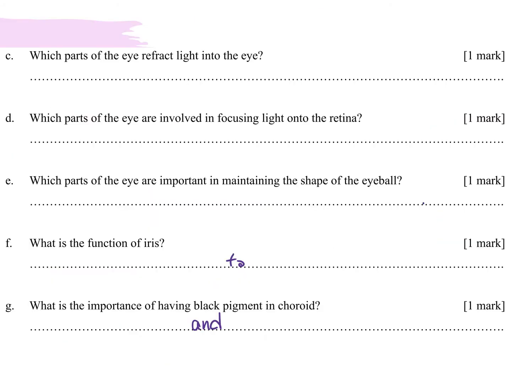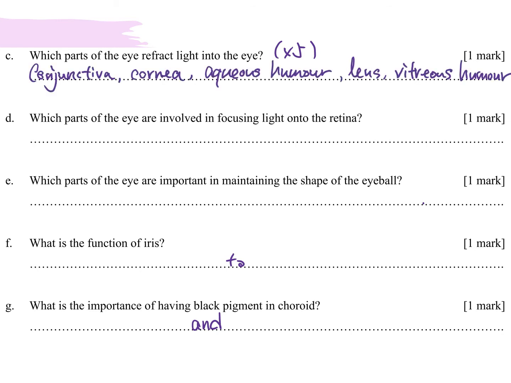Let's take a look at question C. Which parts of the eye refract the light into the eye? It should be all the parts which are transparent. There are 5 of them, starting with the outermost: conjunctiva, cornea, aqueous humor, lens, and vitreous humor.